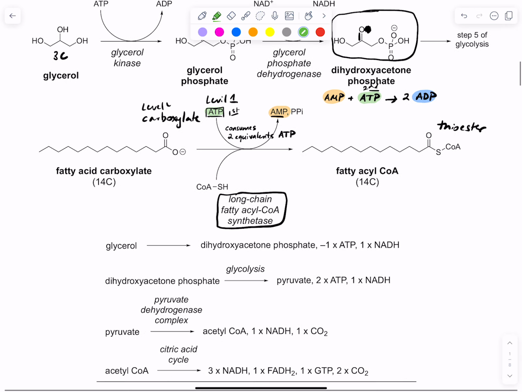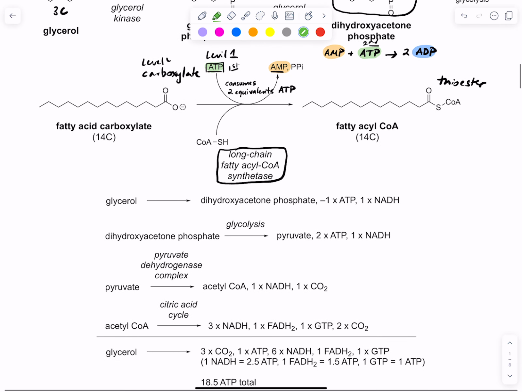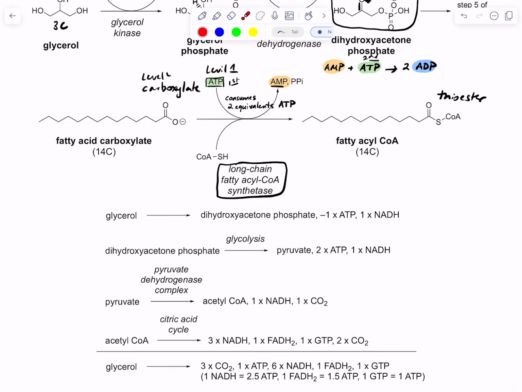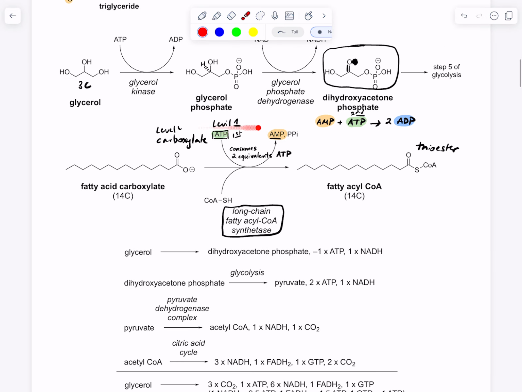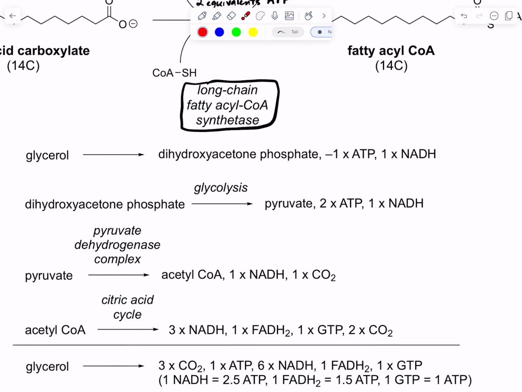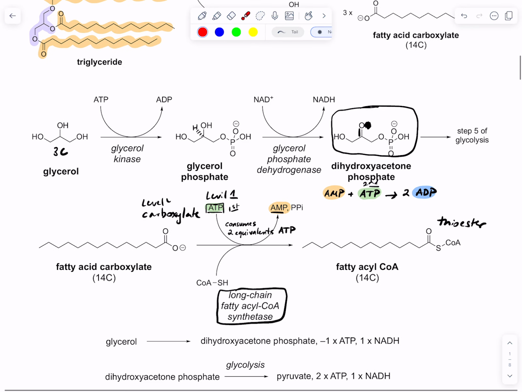So at this stage, what we're going to do is just pause and look at the energy balance, or rather look at the ATP output of glycerol. I guess I should have paused here before we went on to the fatty acid carboxylate. This is in your handout. I got these numbers just by reviewing the handouts of glycolysis and the citric acid cycle, and then what I showed you for glycerol.